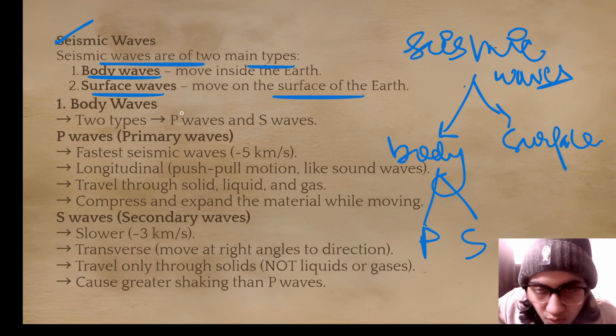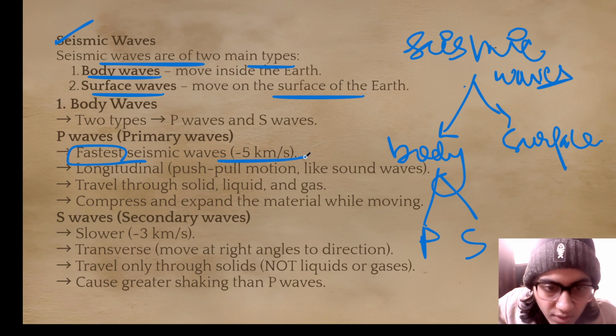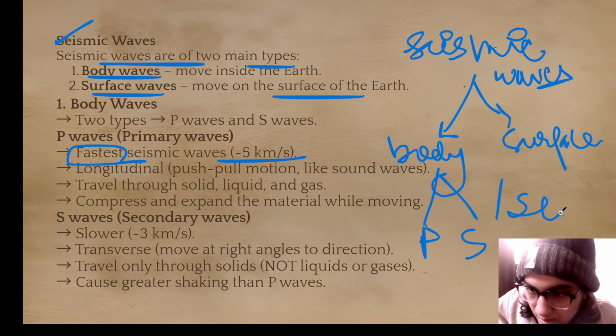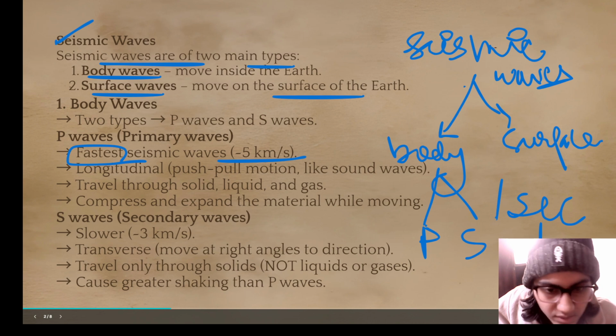P waves. The full form of these is primary waves; S waves, secondary waves. Primary waves travel very fast, with a speed of 5 kilometers per second. So you can see, every 1 second it covers 5 kilometers. So it is very fast.